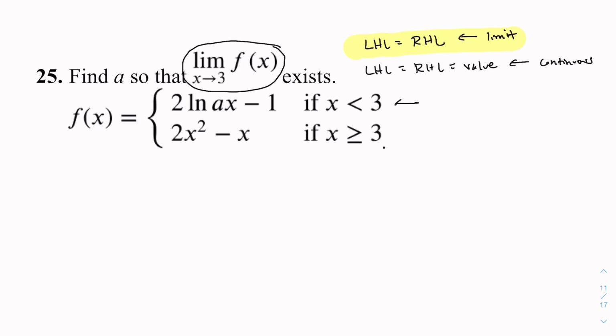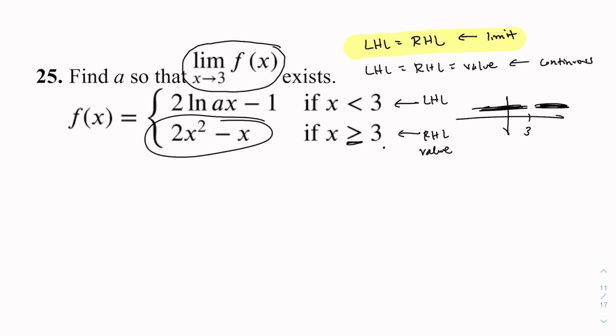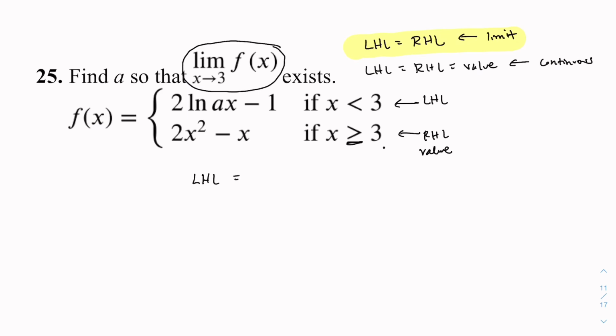So this side, it says x is less than 3. If this is 3, less than 3 is on this side, that's going to be the left-hand limit. This says x is greater than 3, so that would be the right-hand limit. Since it has an equal sign, we also would go here for the value. But as we know, the value is not relevant to this problem. We just want to know the limit exists. So write down left-hand limit equals right-hand limit. How do we write the left-hand limit? We say x approaches 3 on the negative side.